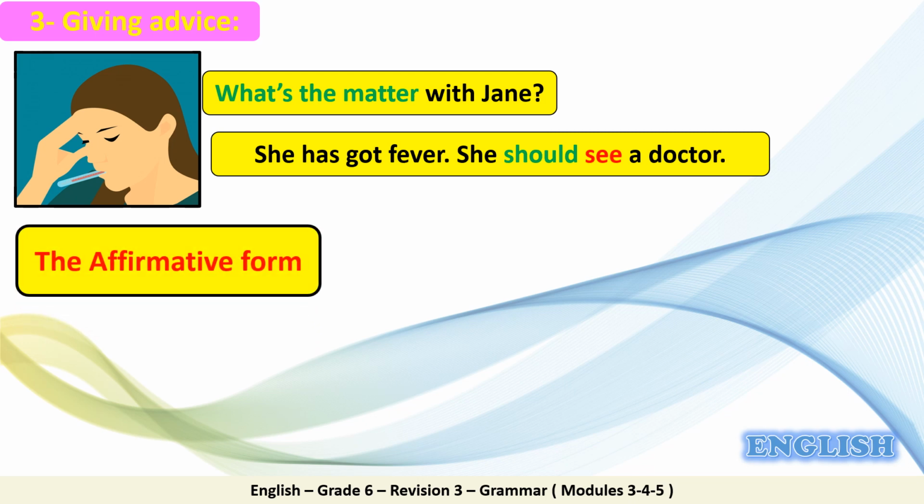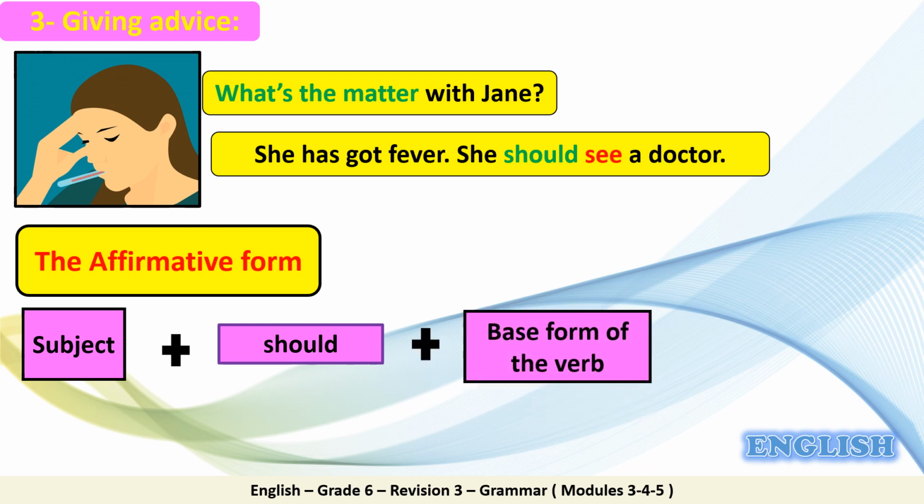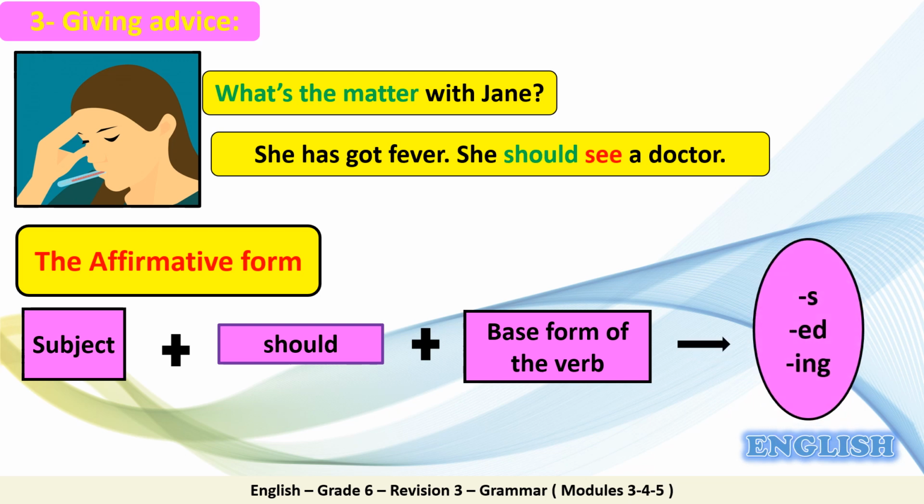This is the affirmative form of the advice. So first of all, we have she, which is the subject, then should, the modal. After that comes the base form of the verb, and of course, without any suffix, no s, no ed, or ing. So we shouldn't put any suffix on the verb. The verb must be in the base form.